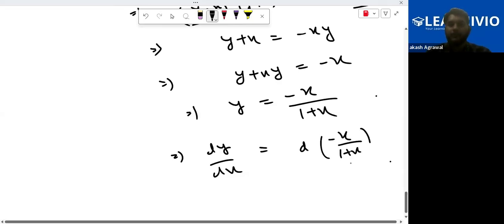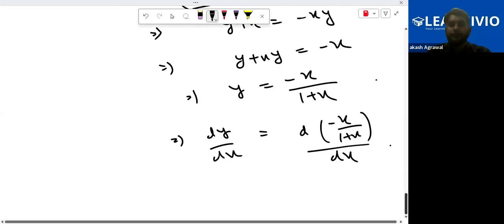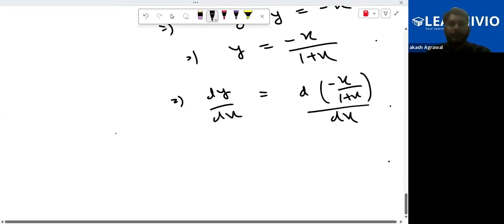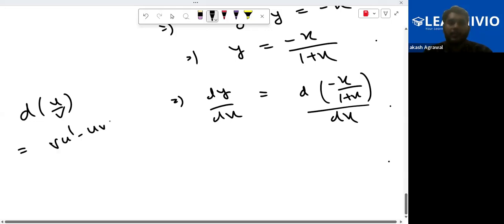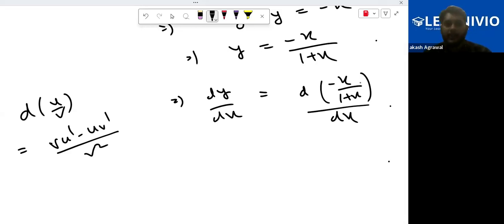Everyone knows what quotient rule is? What is the differentiation of u by v? Who can tell me the formula? v u dash minus u v dash upon v square. Very good. So should I differentiate it directly or do I need to break it down?